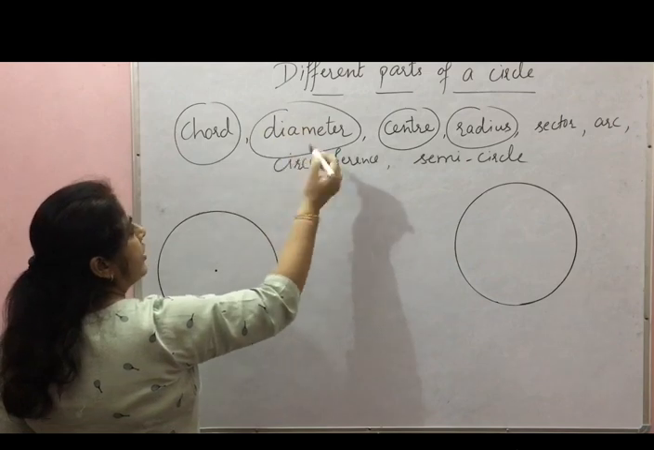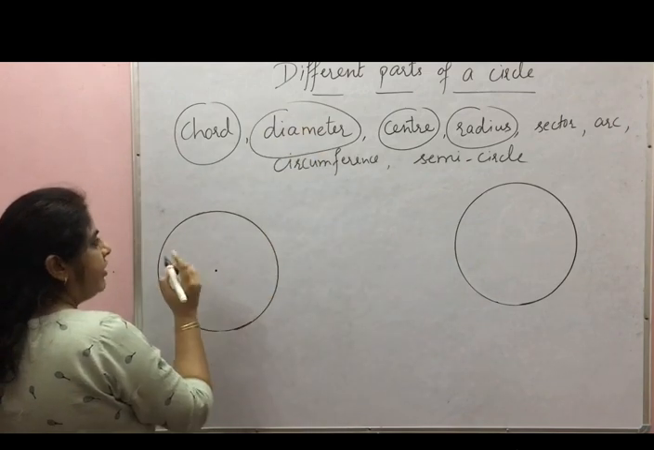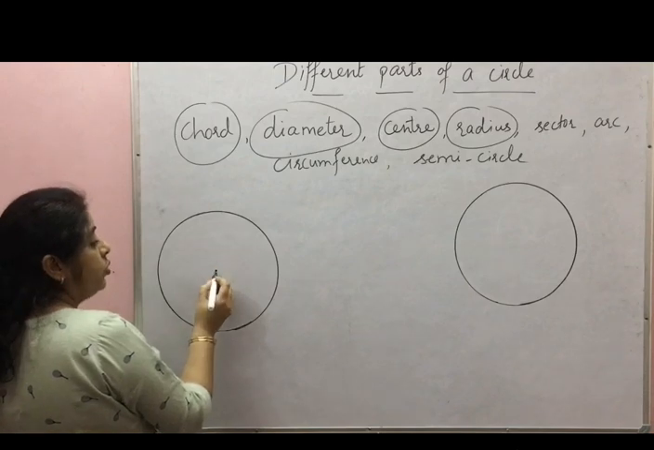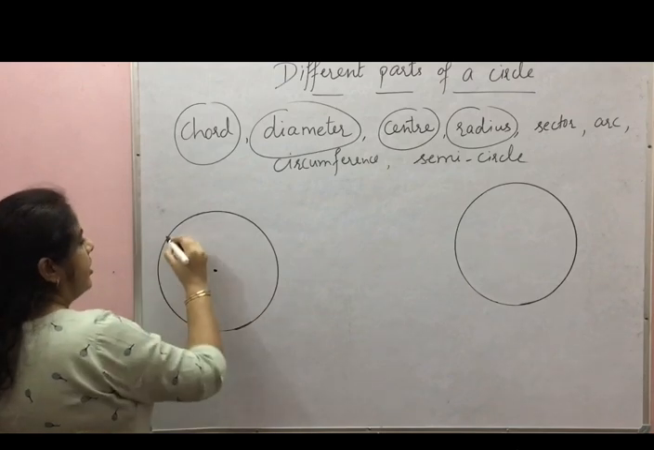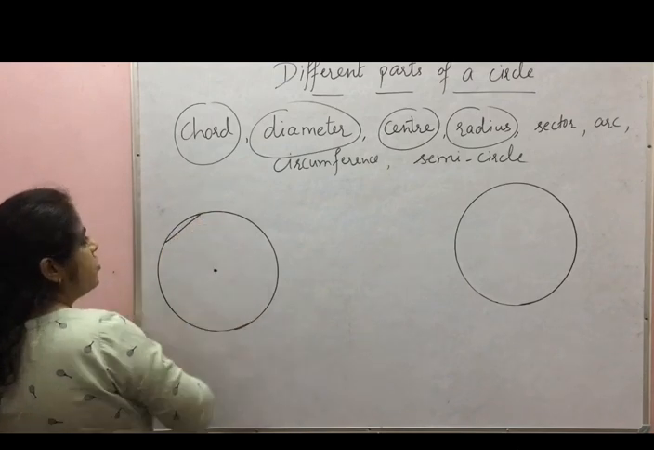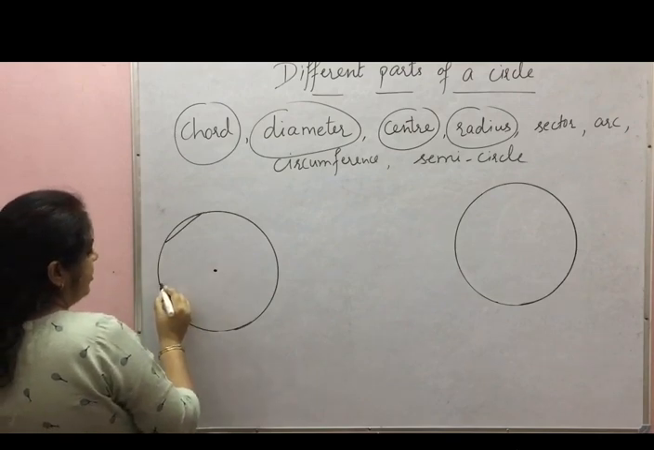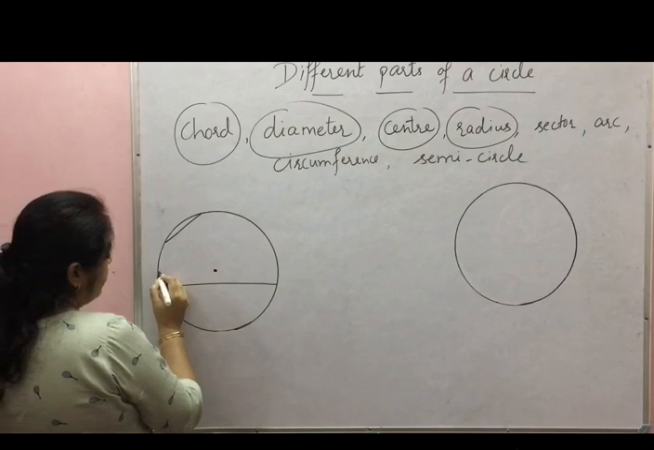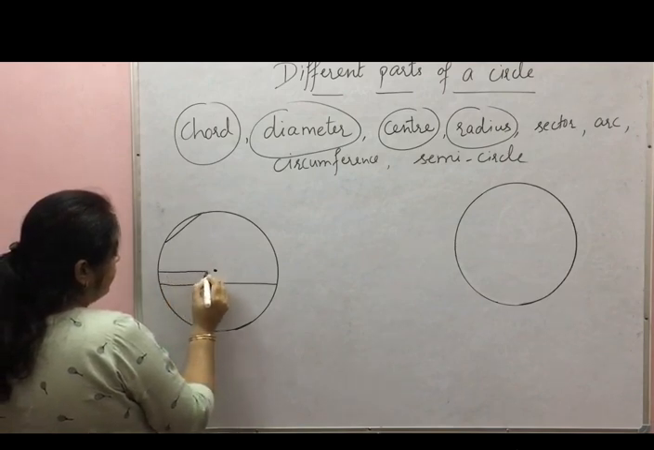What is diameter? So diameter is a chord which passes through the center of a circle. This is a chord but not passing through the center. This is a chord not passing through the center. Just suppose we have this chord.